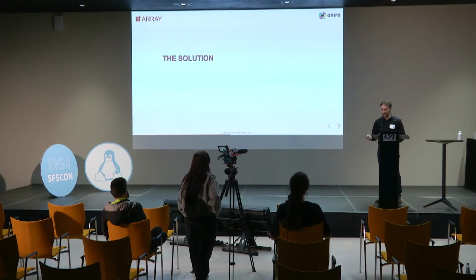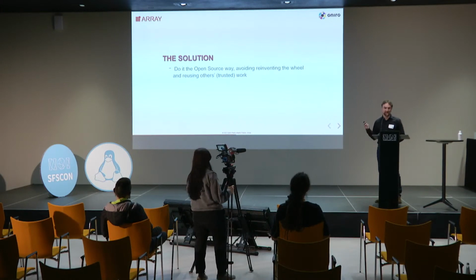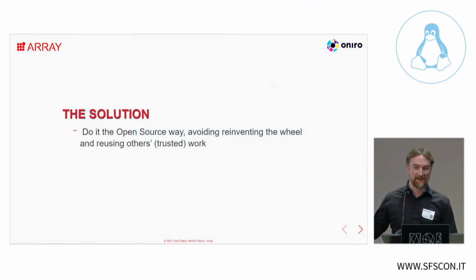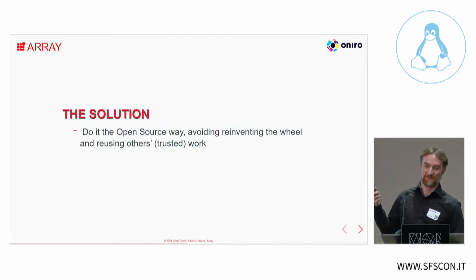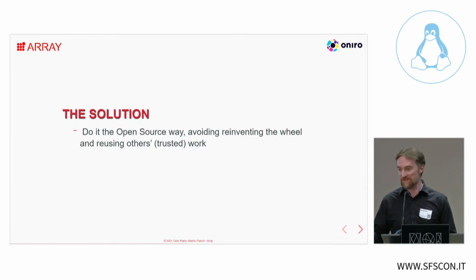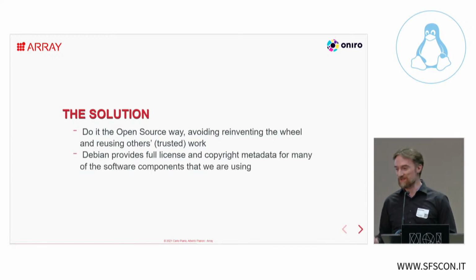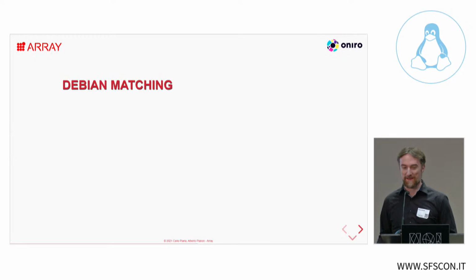As Carlo already anticipated, we decided to do it the real open source way. That basically is, if someone else already invented the wheel, do not reinvent it, just reuse others' work. Of course, you need to reuse work of people you trust. And who do we trust? Debian. Mainly because the license and copyright review in the Debian project is something that is rooted in the project from the very beginning, because they have license compliance embedded in the Debian packages.